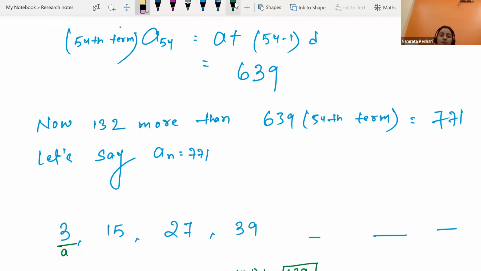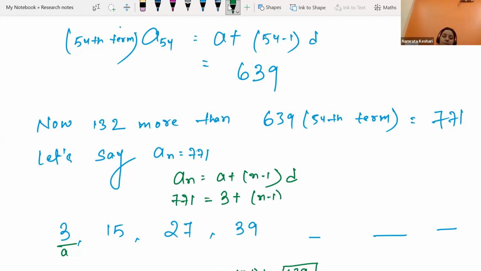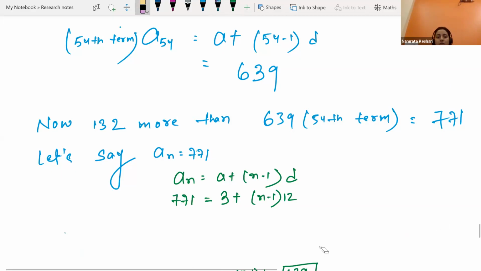So a_n is equal to a plus n minus 1 into d. So it would be 771 equals 3 plus n minus 1 into 12. I'll be able to do it. So from here we will be able to get what that place is. Do it, okay?